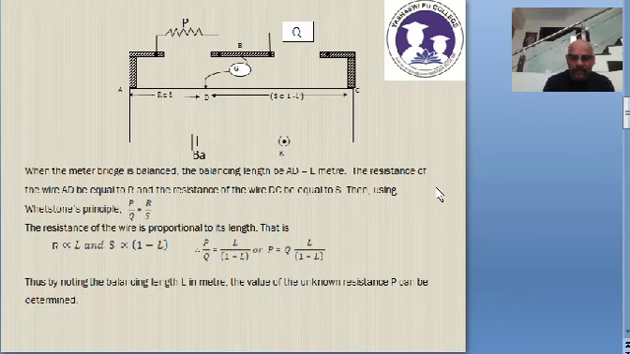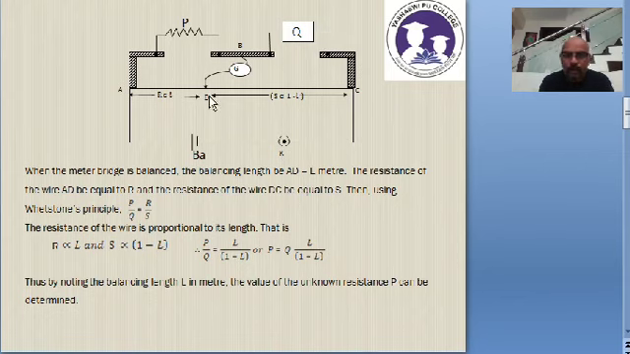Here we have connected the resistances. In the left gap we have connected the resistance P, which is not known, and in the right gap we have connected the resistance Q, which is known. Assume Q is known and P is not known.